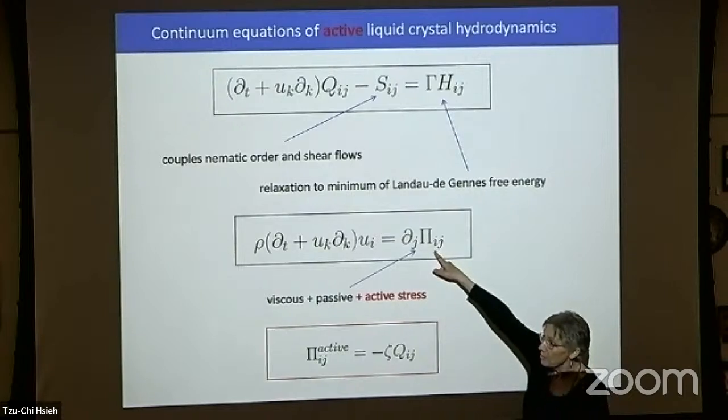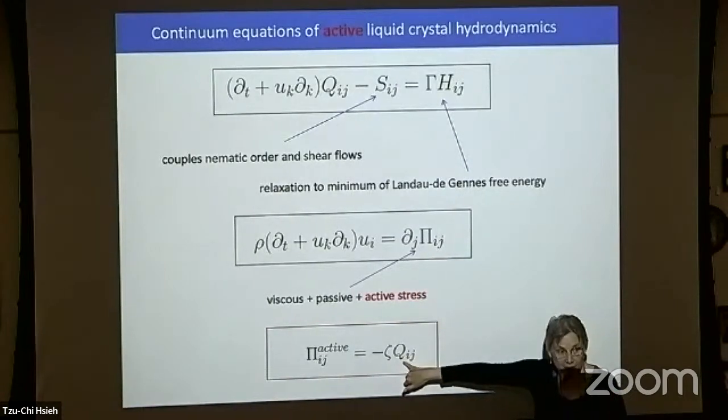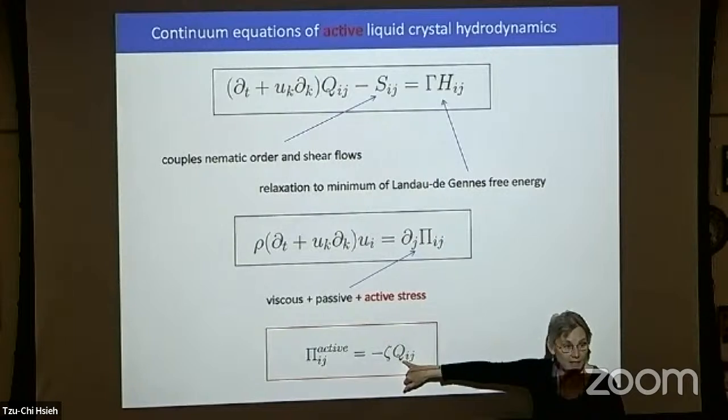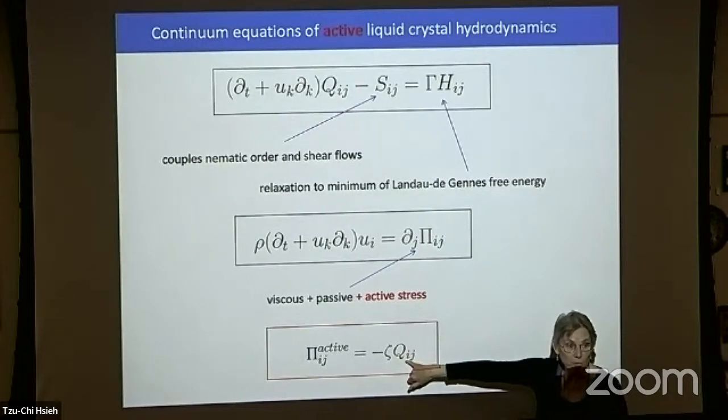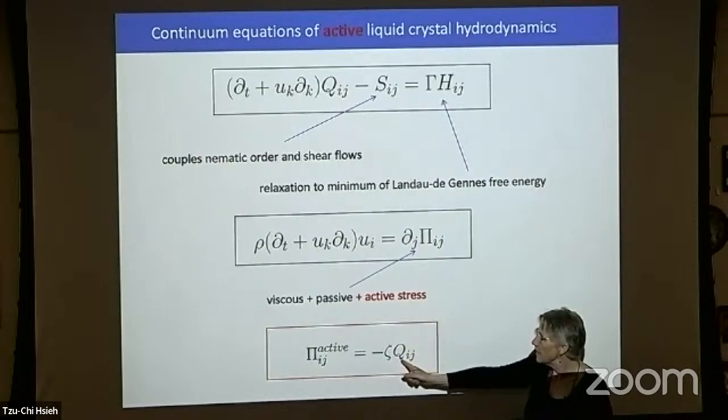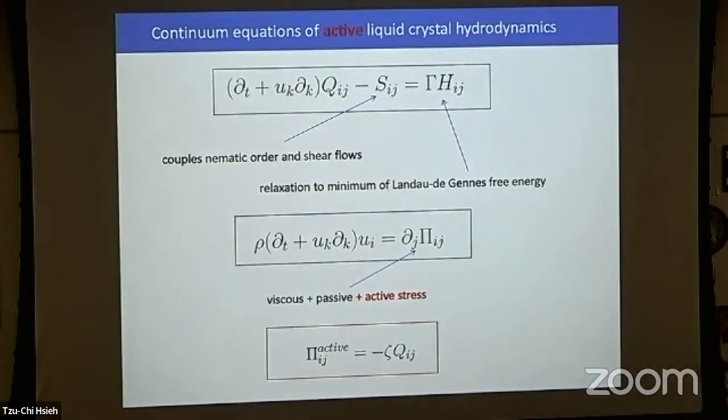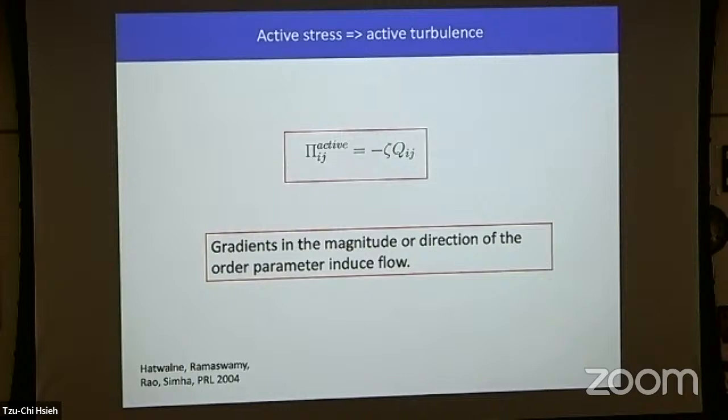Because it comes under a derivative, any gradients in Q are going to give you forces and going to give you flows. This is going to be a non-zero bit if you have gradients in Q. And that's a really important story, because just by saying gradients in the order parameter, either in its magnitude or in its direction, give me forces, give me stresses, then things are going to happen. So I can explain almost anything that I want to using that.